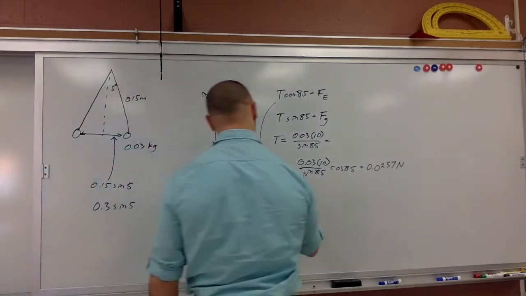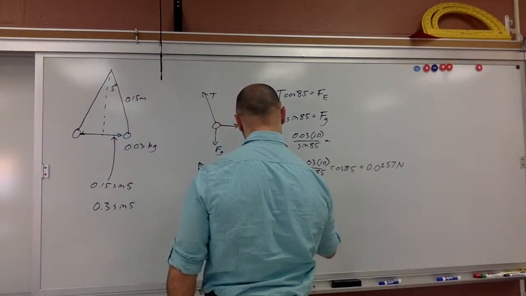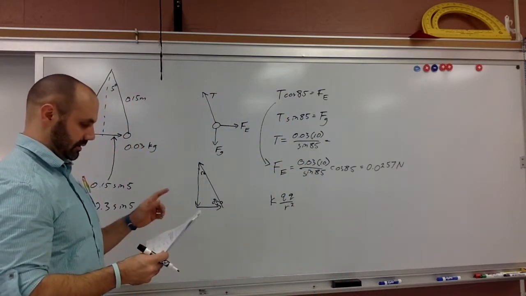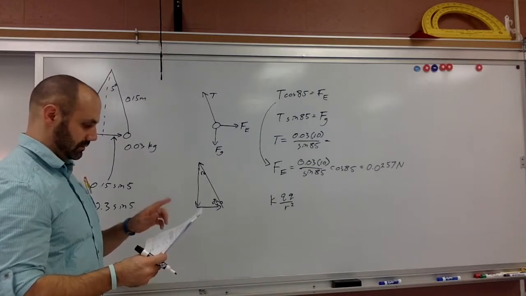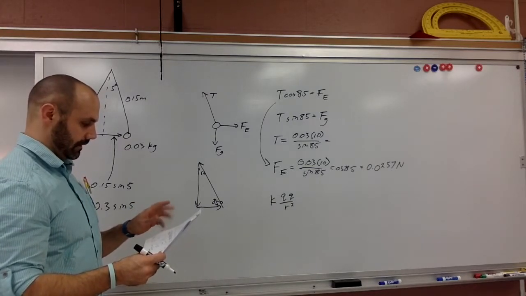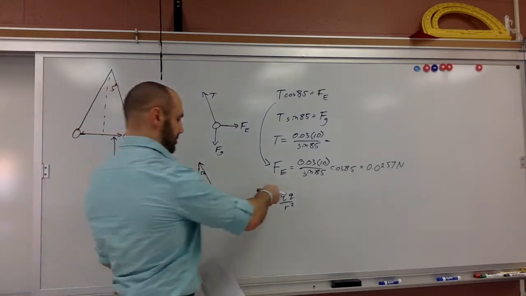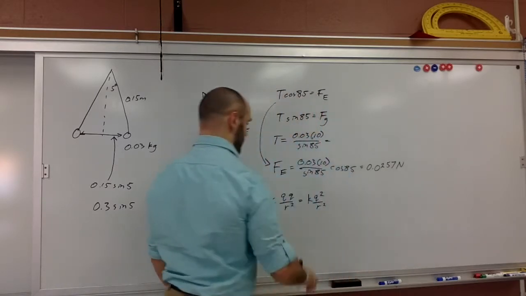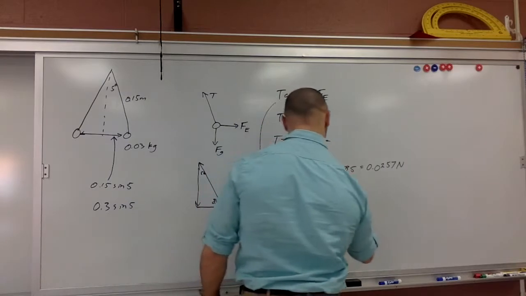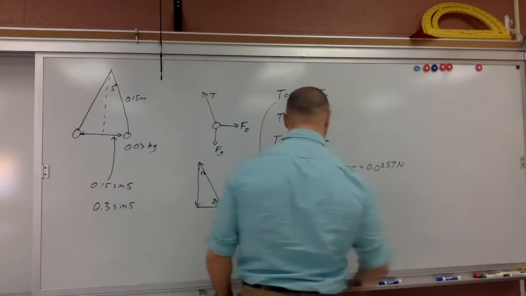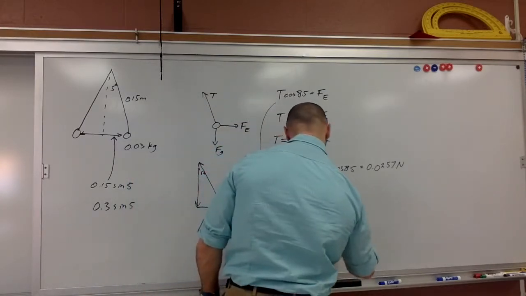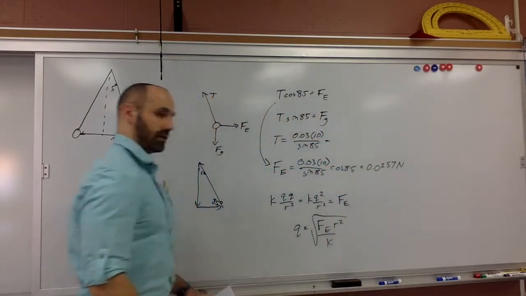Right? So Fe is given by K Q over R squared. All right, but realize that it says that they're identical, so they have the same charge. So this is just Q squared. So this is K Q squared over R squared. This now is equal to Fe. So Q is going to be Fe times R squared over K, and then you take the square root of that.